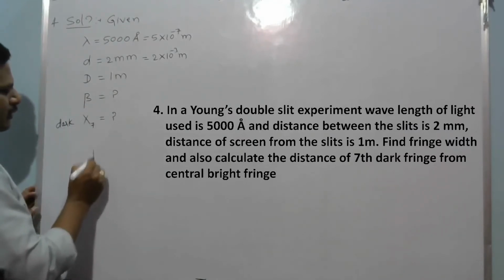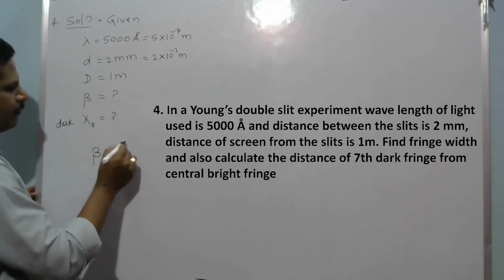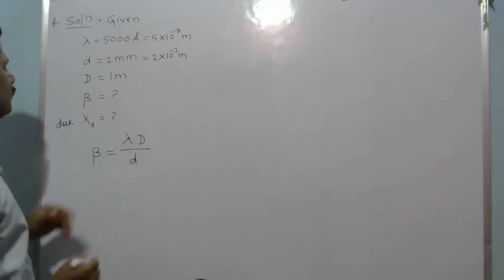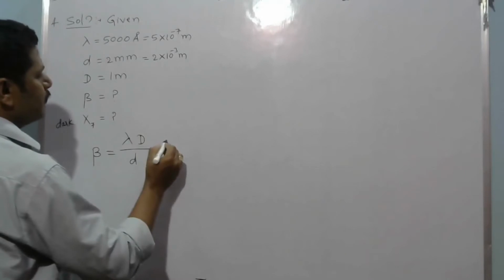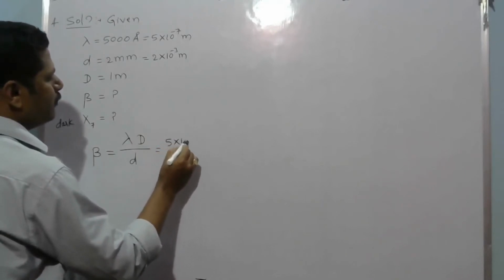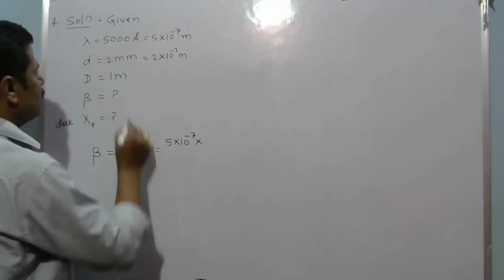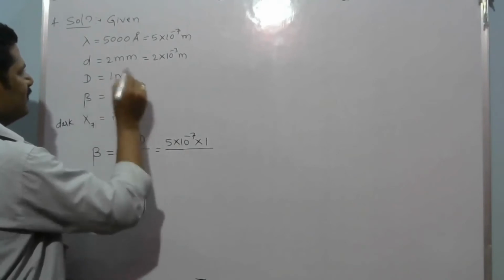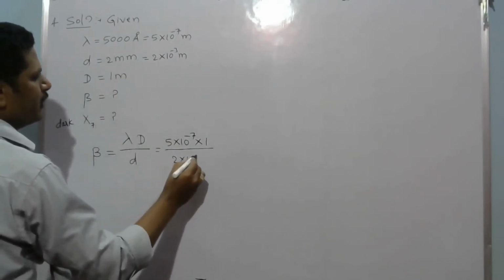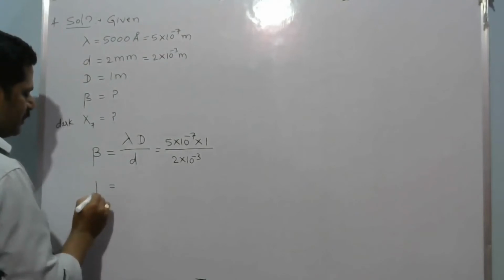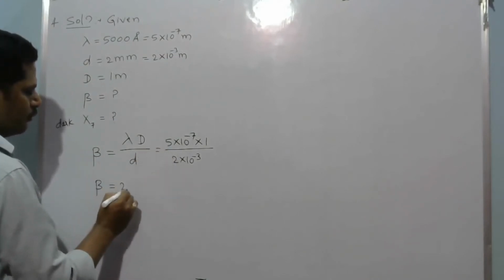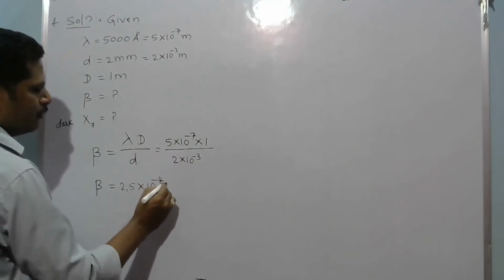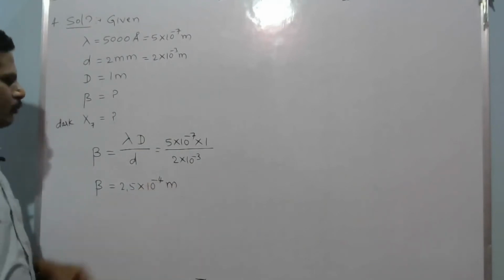We know that the fringe width expression is beta equals lambda capital D divided by small d. Just substitute the given values, we'll get the fringe width. Lambda equals 5 into 10 raised to minus 7 into distance between the screen and the slits, 1 meter, and the separation between the slits is 2 into 10 raised to minus 3. So beta equals 5 by 2, that is 2.5 into 10 to the power of minus 7 divided by 10 to the power of minus 3, which is 10 to the power of minus 4 meter. This is 2.5 into 10 to the power of minus 4 meter.